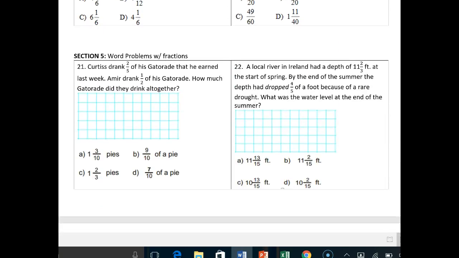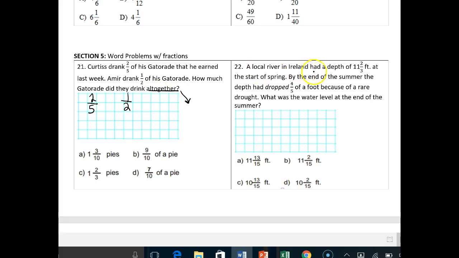Number 21, Curtis drank 2/5 of his Gatorade that he earned last week. Amir drank 1/2 of his Gatorade. How much did they drink all together? Using your reference sheet, the word all together should tell you some type of operation. 2/5, some type of operation, 1/2. I'll be either adding, subtracting, multiplying, or dividing. Use your reference sheet to look up the word all together.